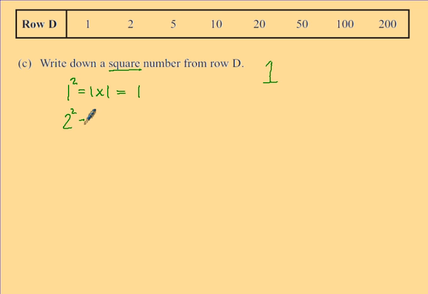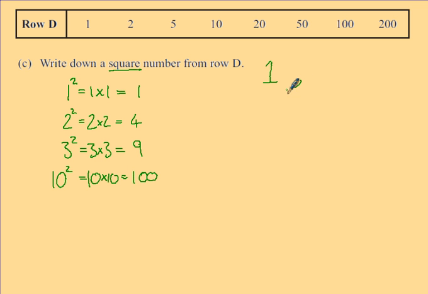2 squared means 2 times 2, and 2 times 2 is 4. 4 is a square number, just like 3 squared, which is 3 multiplied by 3, also a square number, which is 9. Okay, the only reason I'm following through this is just so that we get an idea of square numbers. The other option you had from this particular list was 10 squared, because 10 squared is 10 times 10, which makes 100. So you could have chosen 1, or you could have chosen 100. These were the 2 square numbers from this list.